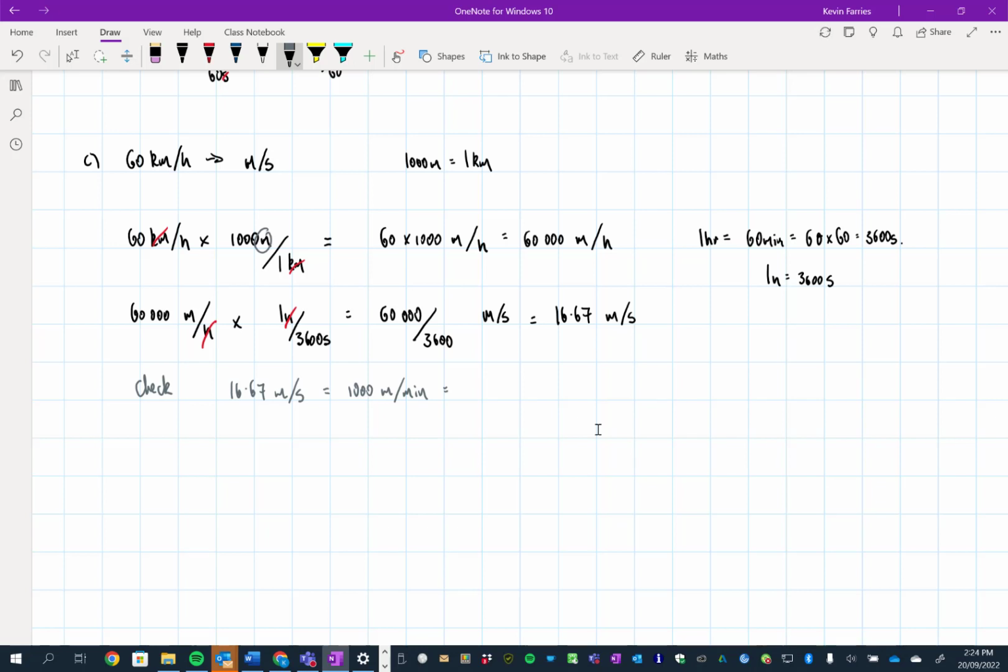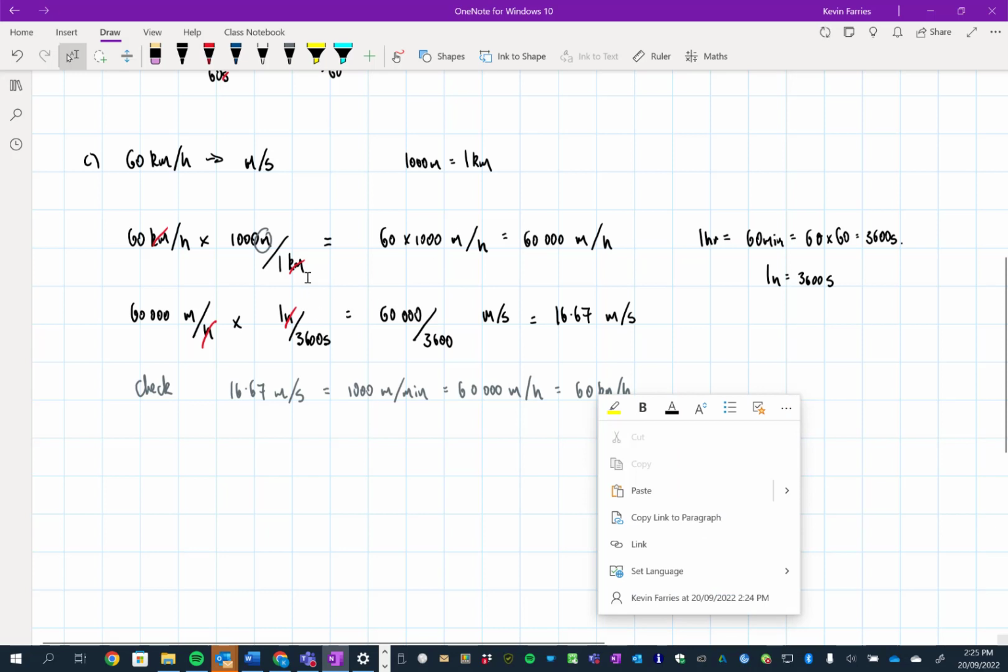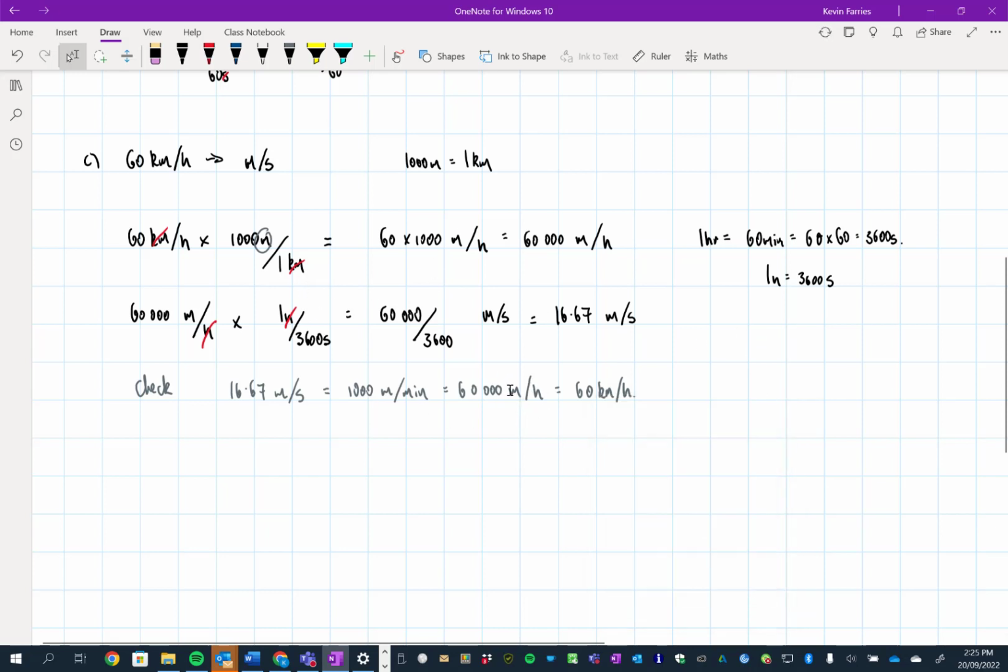So every hour it's going to go 60 times that. So it's going to be 60,000 meters per hour, and we know that there's 1,000 meters in a kilometer, so that's just going to be 60 kilometers. 60 kilometers per hour. Okay, so you don't even have to use this method. You can do it in your head just by thinking about what this means. Well, it means it's going to go a meter every second. So you can figure out how many meters it would go in an hour, and then you can change that into kilometers.